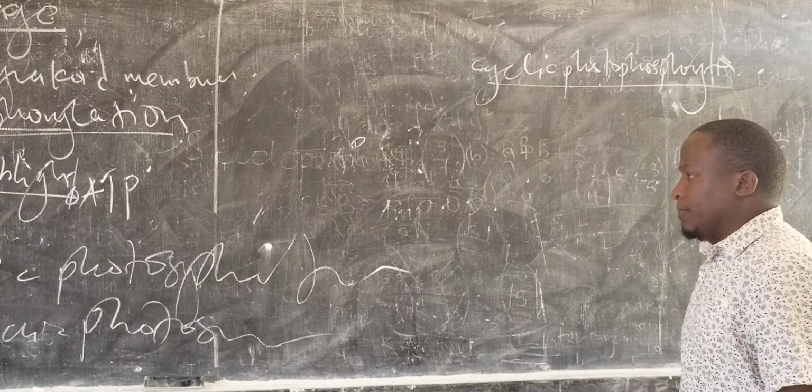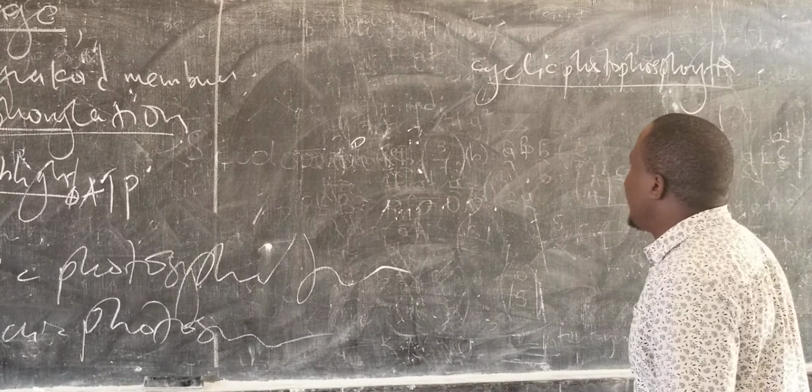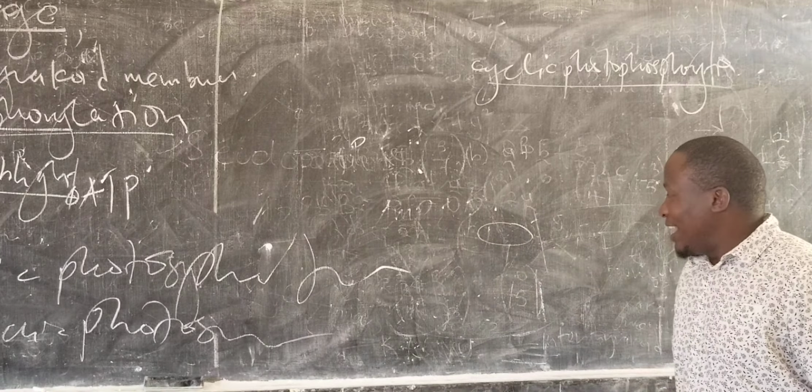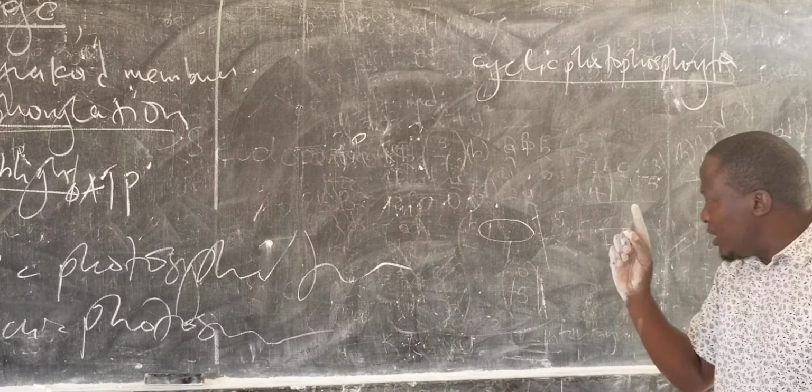This follows the structure of the chloroplast. The chloroplast has got grana. And from those grana, we shall choose only one thylakoid membrane, and we shall call it photosystem 1.